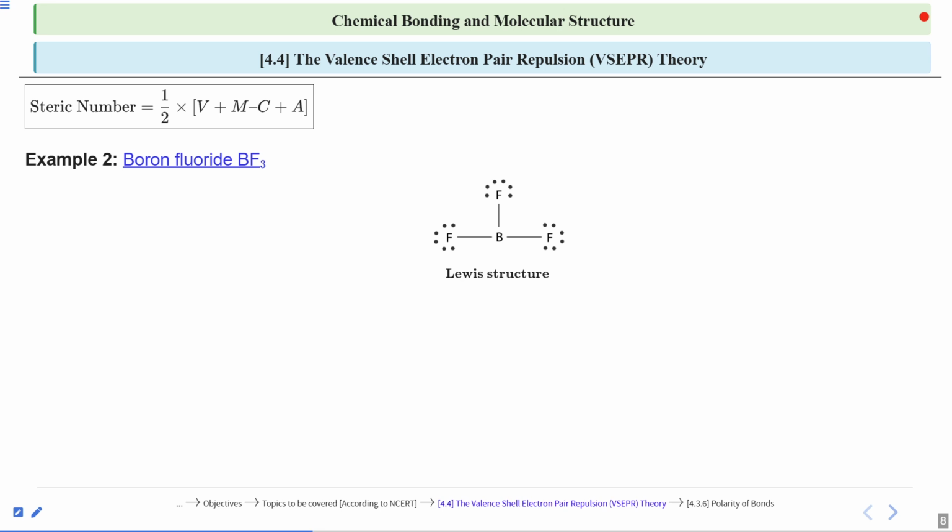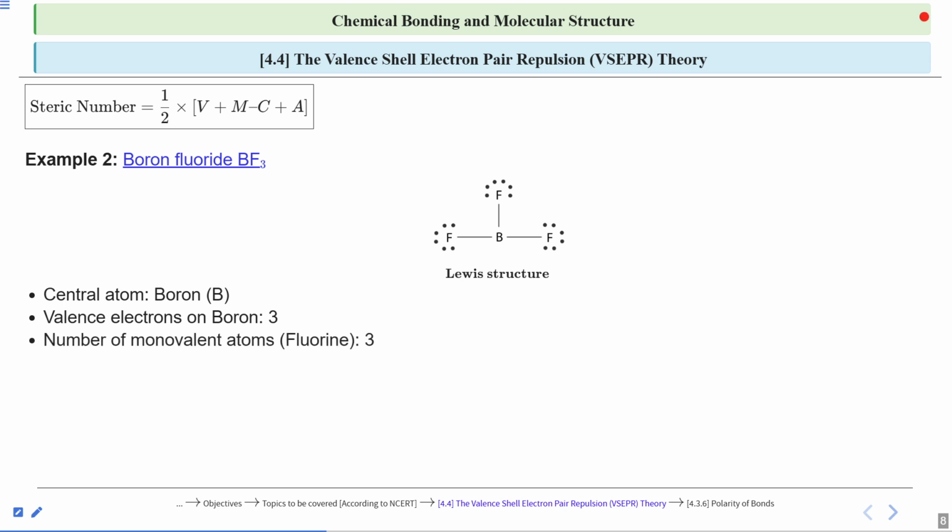Now let us look for the values of the formula's constants, which are V, M, C and A. Since the central atom is boron, as it is less electronegative as compared to fluorine, we can say that the valence electron on boron is 3. Got it? Then what is the number of monovalent atoms? We know very well that fluorine is monovalent. Therefore, the number of monovalent atoms in BF3 will be 3.